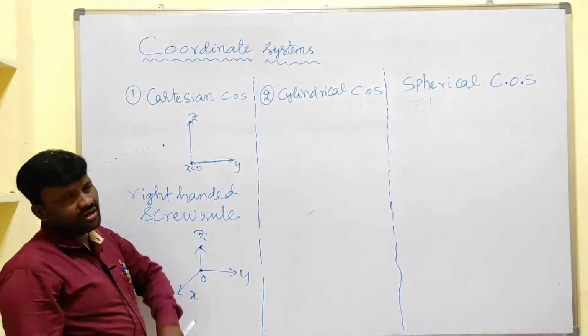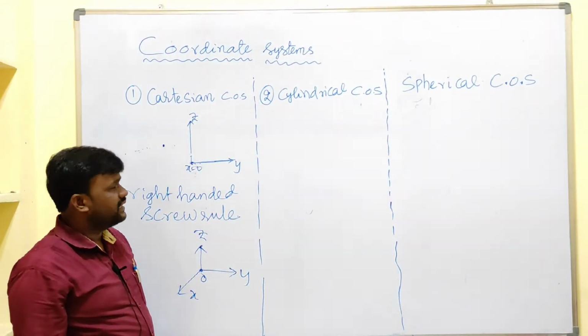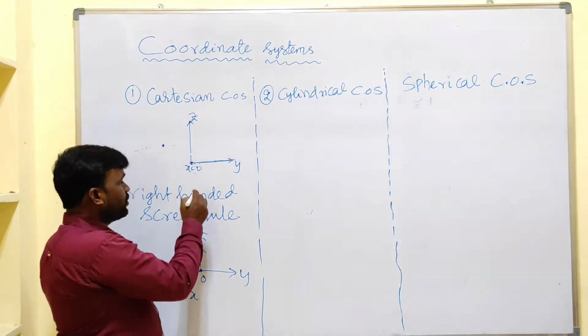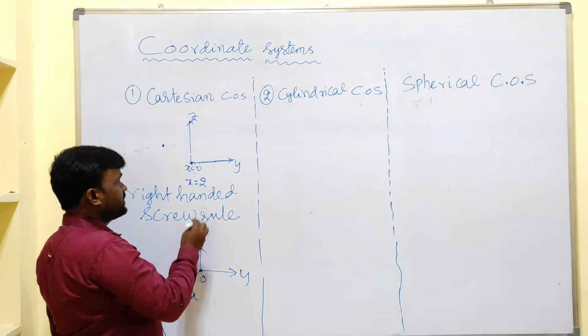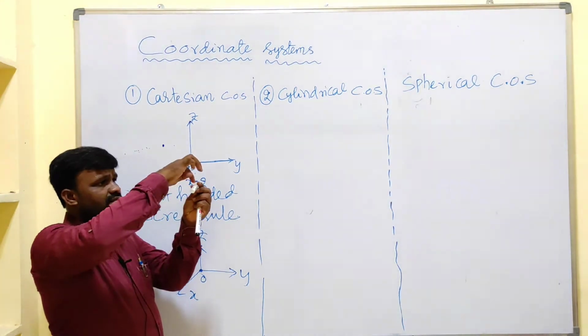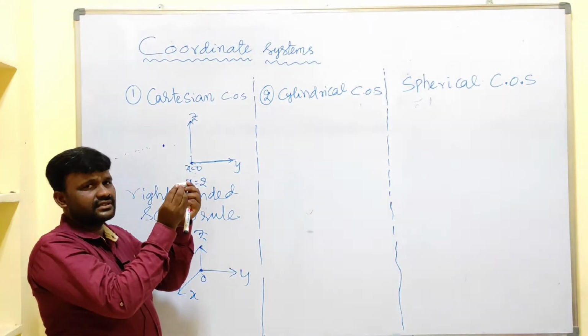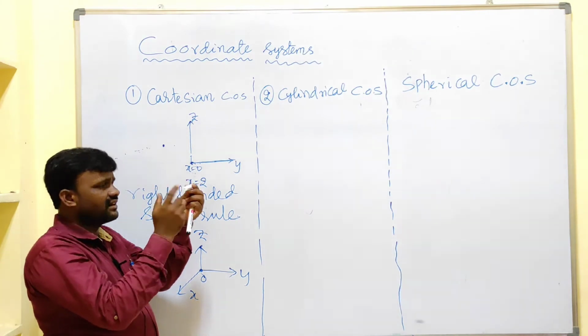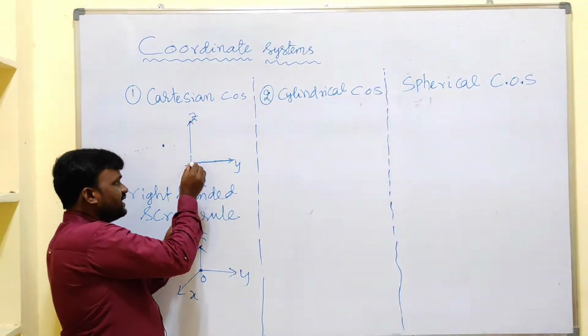That means x is some constant, x equal to 0. In that case, it is the YZ plane. Suppose, let us say, x equal to 2. X equal to 0 means this location; for x equal to 2, let us say the distance of this marker is 2 units, 2 centimeters. Let us assume like that. In that case, it is x equal to 2.